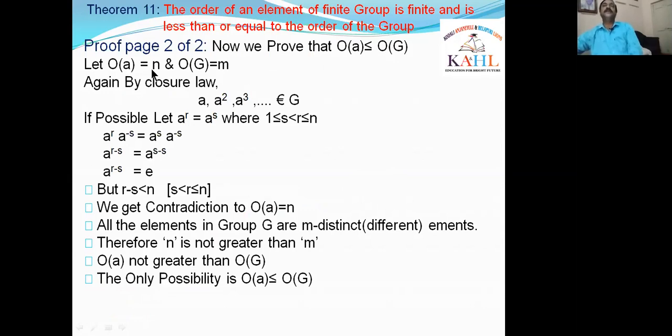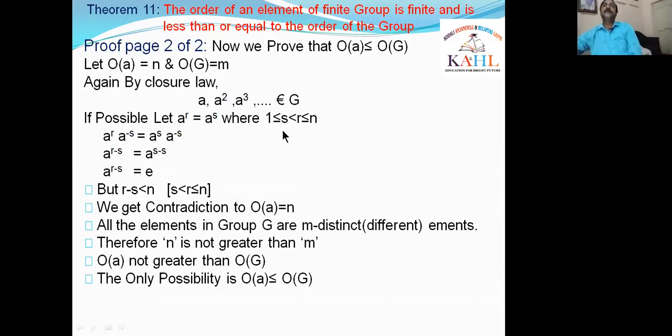We have taken that the order of A is equal to N and the order of G is equal to M previously. But R minus S is less than N, because I am taking that A power R is equal to A power S, where 1 is less than or equal to S, and S is less than or equal to N. Are you observing that? I am multiplying with A power minus S on both sides. The same process gives A power R minus S is equal to E, which I have done in the previous one also.